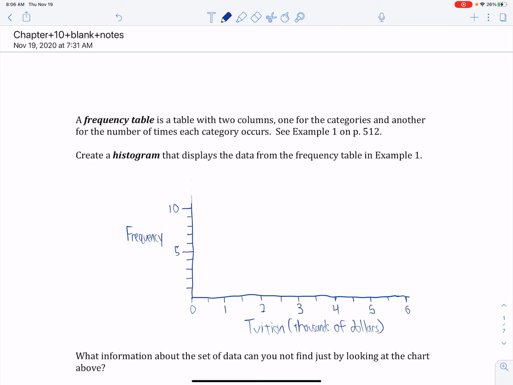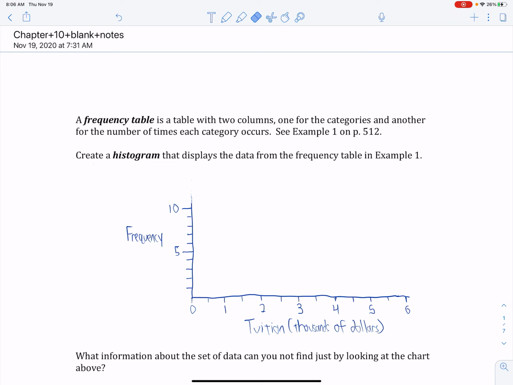And underneath that, they have what's called a frequency table, or some books will call it a frequency distribution, where the data are grouped together. If you look at that table at the bottom of page 512, you'll see that the group of 1.0 thousand to 1.4 thousand has a frequency of 5. That means 5 of those values are between 1.0 and 1.4.